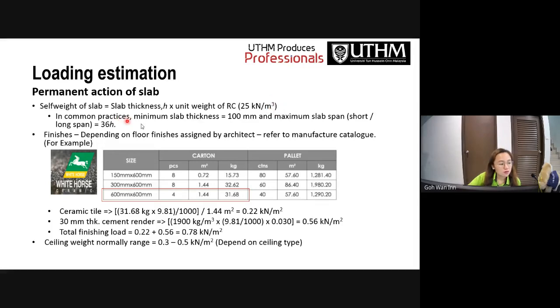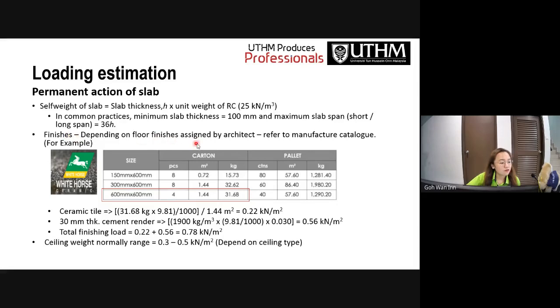Okay, so in common practice, minimum slab thickness is 100. You use 100 or 150, between 100 to 150 normally. So if you design for your project later on, you can also use between 100 to 150. Okay, maximum slab span, short or long span, is 36 h. The span cannot be greater than 36 h.